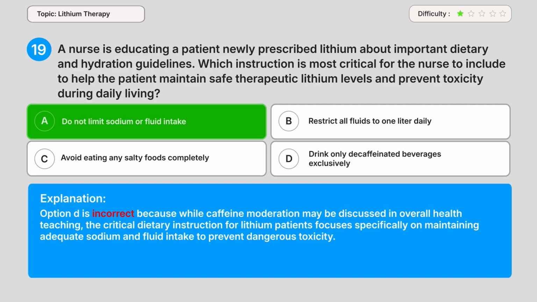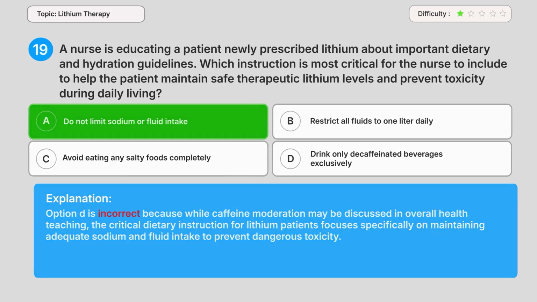Option D is incorrect because while caffeine moderation may be discussed in overall health teaching, the critical dietary instruction for lithium patients focuses specifically on maintaining adequate sodium and fluid intake to prevent dangerous toxicity. This is a patient education question about how to live safely while taking lithium every day. The most critical instruction is to not limit sodium or fluid intake.